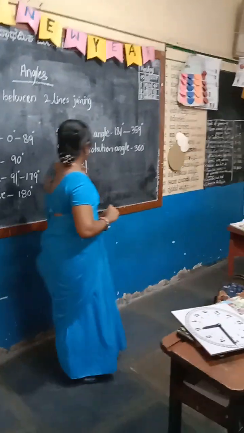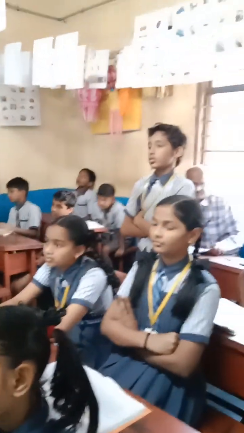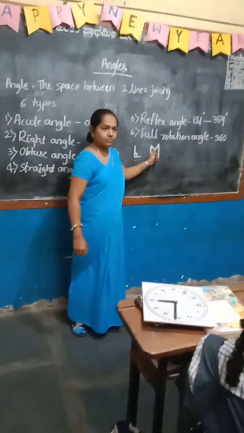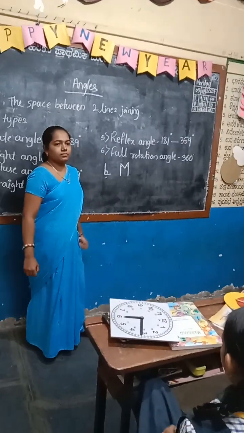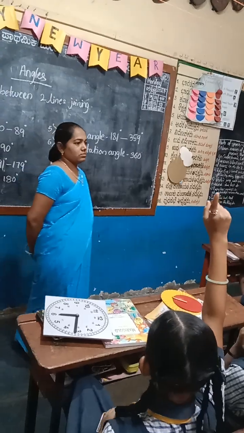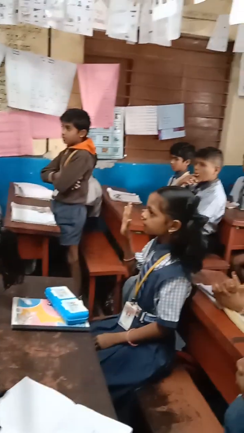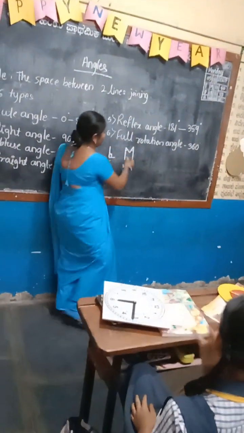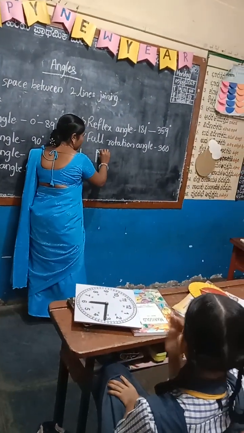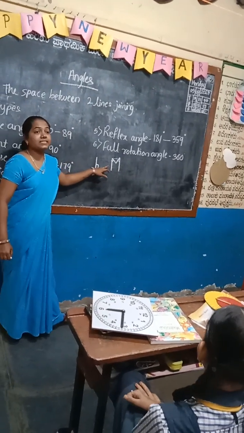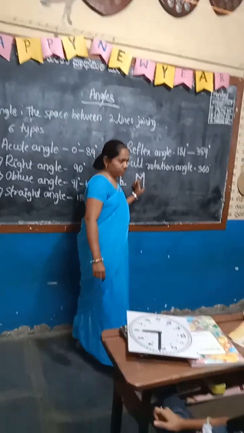Correct. In the letter M, here we have the angles. So what type of angle is it? Acute angle. It is a downside, but it is not having the straight line. It is lower than 90 degrees. So for that purpose it is an acute angle. Sit down.